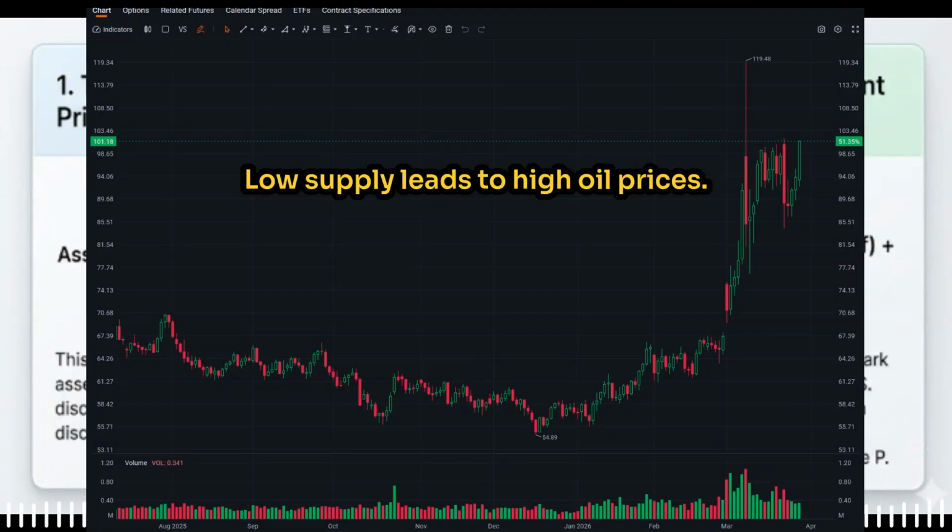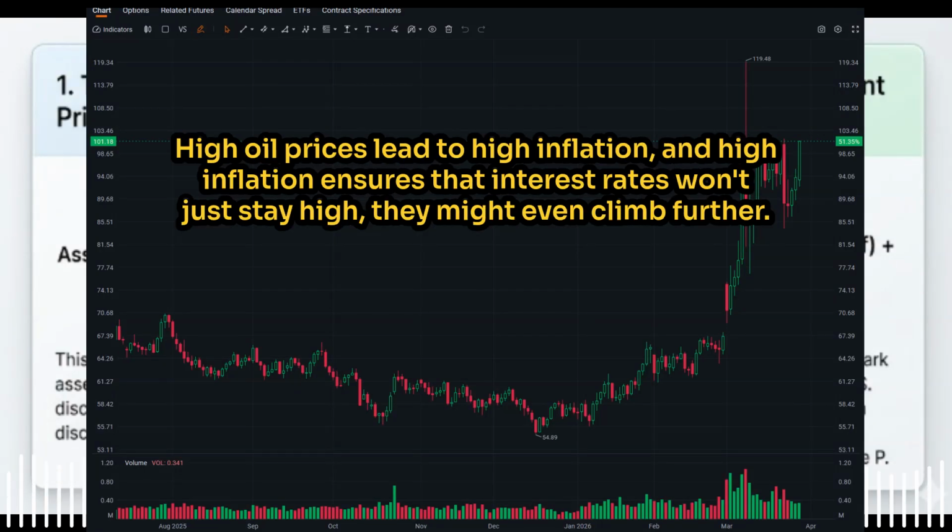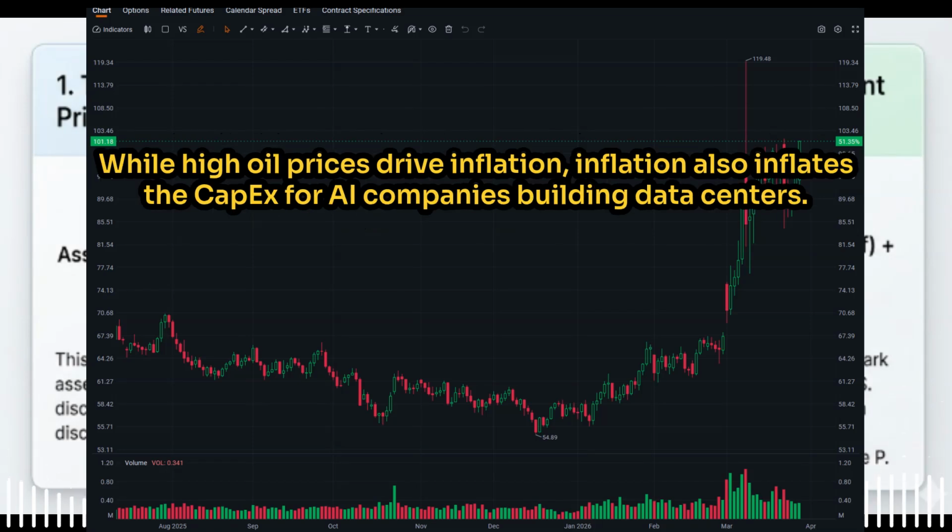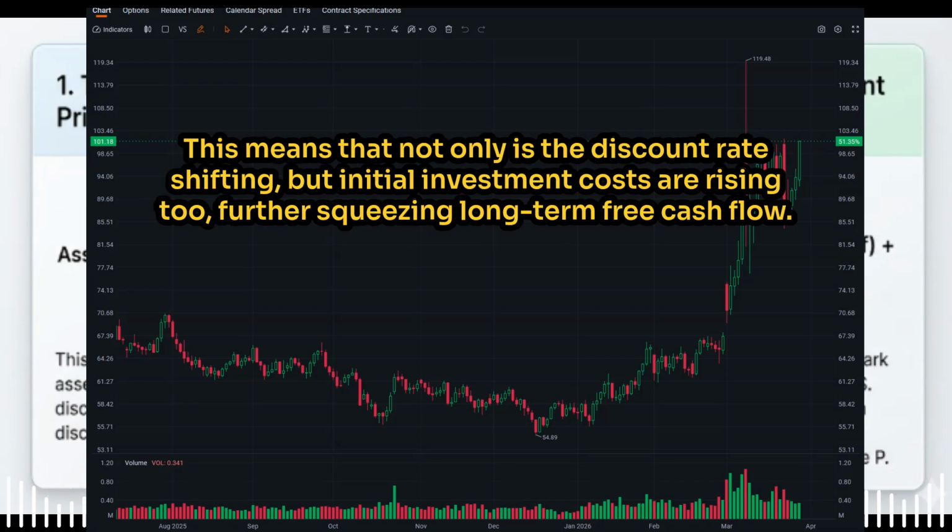Low supply leads to high oil prices. High oil prices lead to high inflation, and high inflation ensures that interest rates won't just stay high, they might even climb further. While high oil prices drive inflation, inflation also inflates the capex for AI companies building data centers. This means that not only is the discount rate shifting, but initial investment costs are rising too, further squeezing long-term free cash flow.